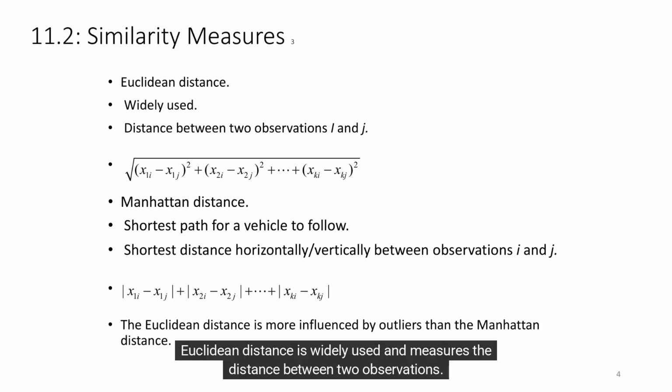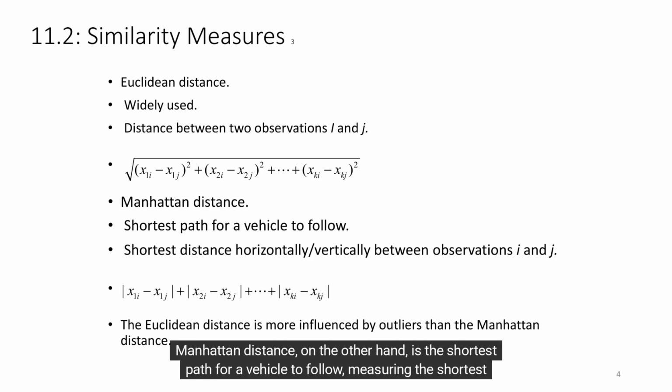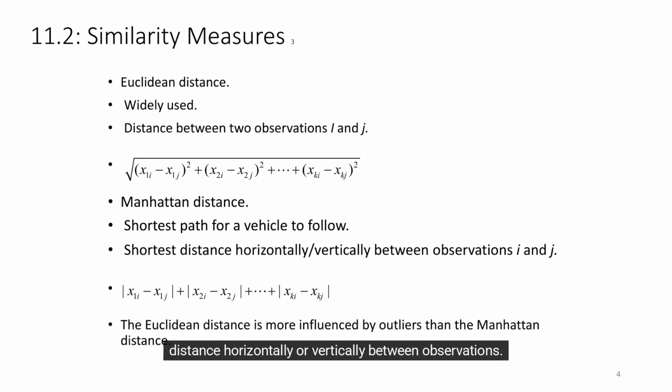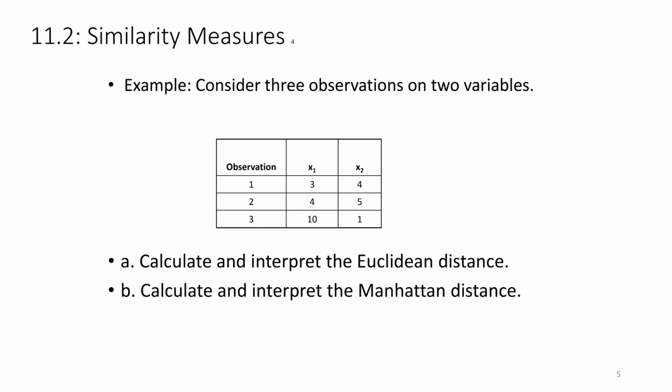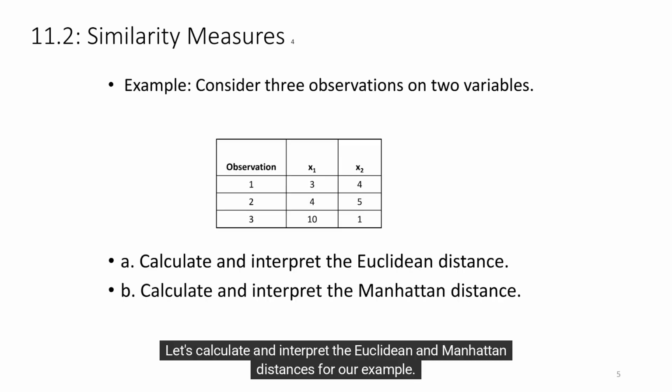Euclidean distance is widely used and measures the distance between two observations. Manhattan distance, on the other hand, is the shortest path for a vehicle to follow, measuring the shortest distance horizontally or vertically between observations. The Euclidean distance is more influenced by outliers than the Manhattan distance. Let's calculate and interpret the Euclidean and Manhattan distances for our example.